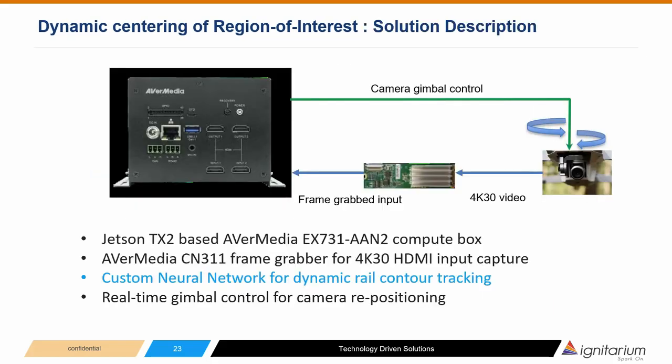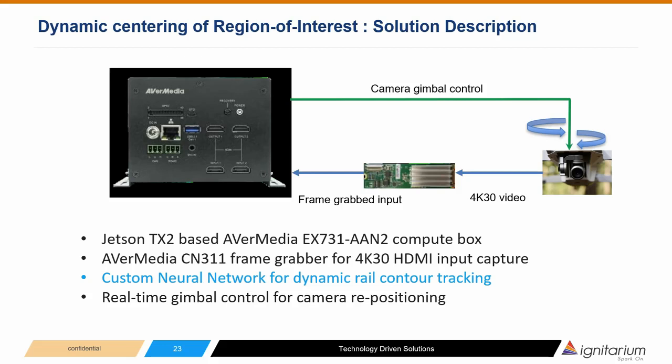This slide shows the actual system that we deployed for the dynamic region of interest centering. The camera is mounted on a gimbal on the aircraft. The camera's HDMI output at 4K 30 is frame grabbed by the AVerMedia CN311 frame grabber card and sent to the Jetson TX2 based box PC. Note that the frame grabber card is actually within the chassis of the box PC and not outside as shown in this figure.